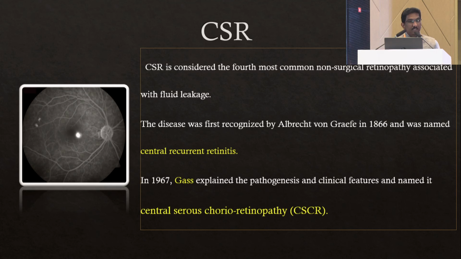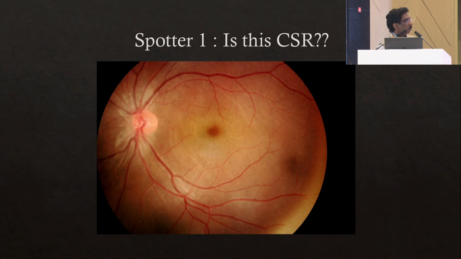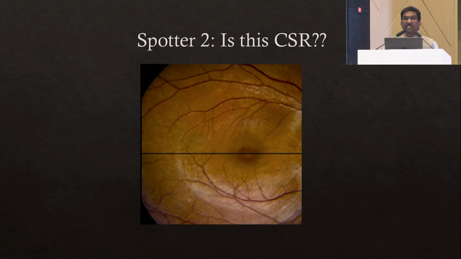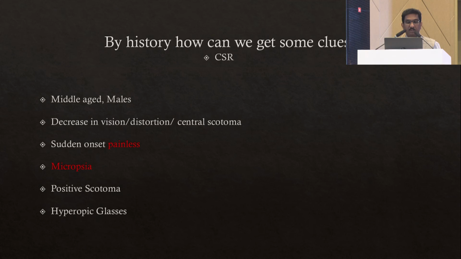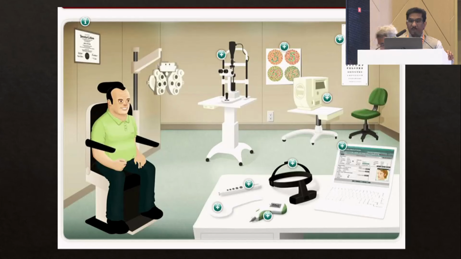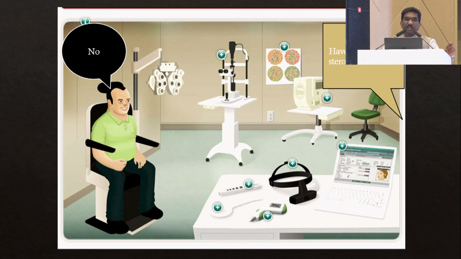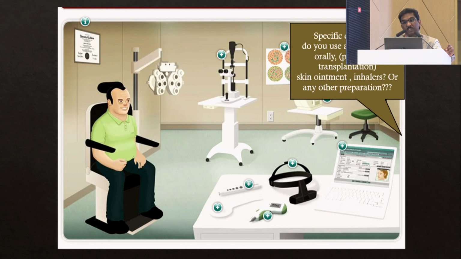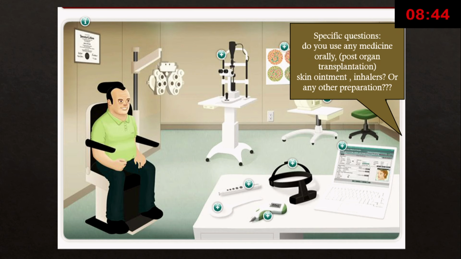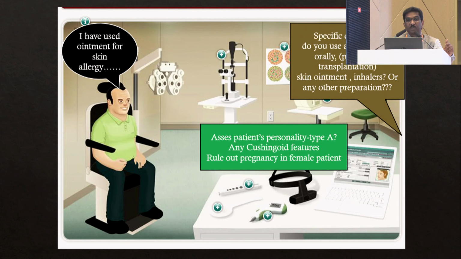So let me start off with some spotters. Is this CSR? This is spotter number two. Is this a CSR? Now, by history, how can we get some clues? We all know that CSR is seen in middle-aged males, with painless onset of diminution of vision. They may complain of micropsia and they may have positive scotoma. You should also ask for a history of intake of any steroid medicines. But if you casually ask them, do you use any steroid medicines, they'll say no. So we need to ask pointed questions. Are they taking any skin ointments? Are they using any inhalers or any other preparations? Then the patient may tell you, I'm using some ointment for a skin allergy.